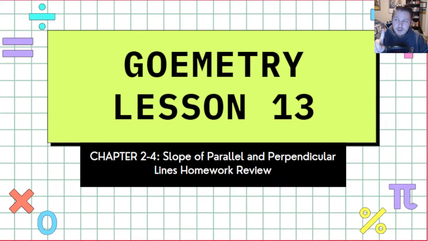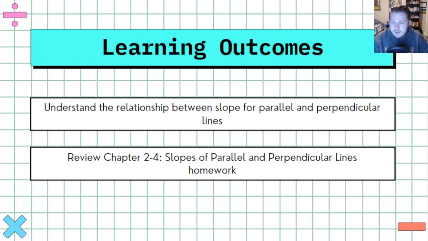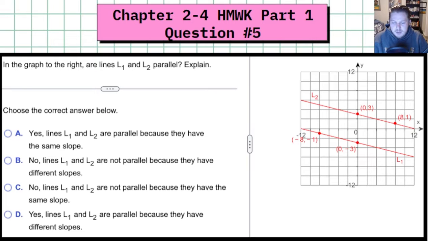So this is going to be for parts 1 and 2 for chapter 2.4, slopes of parallel and perpendicular lines. And I'm just going to go through it. So let's go ahead and get started. Our objectives here are to understand the relationship between slope of parallel and perpendicular lines and review all the homework. So we're going to start with the first part of the homework, and we're going to start with question number 5. If you have the packets or your homework open to that question, this was part 1, question 5.